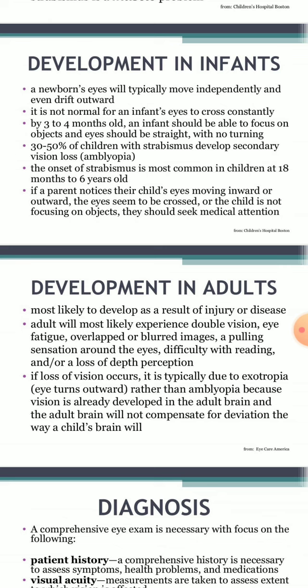Onset of strabismus is most common in children at 18 months to 16 years old. If a parent notices their child's eye moving inward or outward, the eye seems to be crossed, or the child is not focusing on objects, they should seek medical attention.